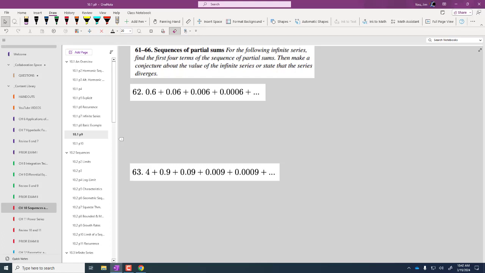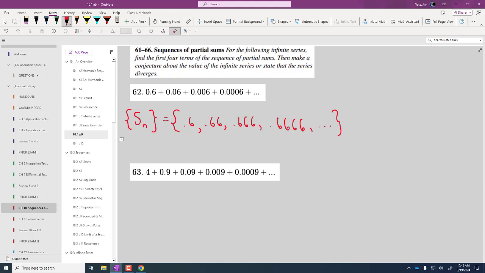Okay, so infinite series. Here's another one. It says, find the first 4 terms of the sequence of partial sums. So S sub n, this is the sequence of partial sums. This is what the sequence of partial sums looks like. Then make a conjecture about the value of the infinite series.